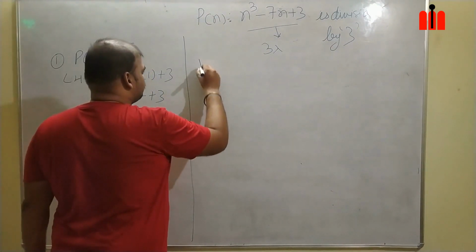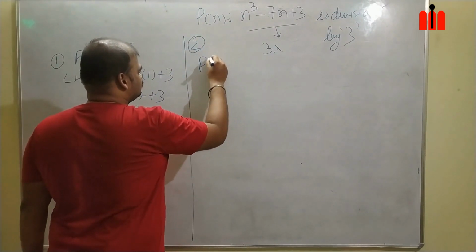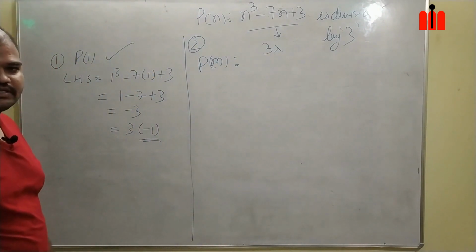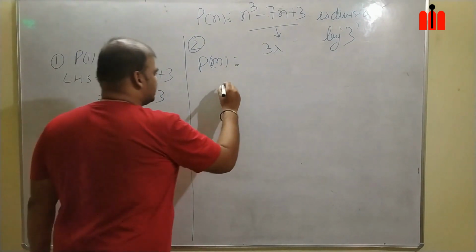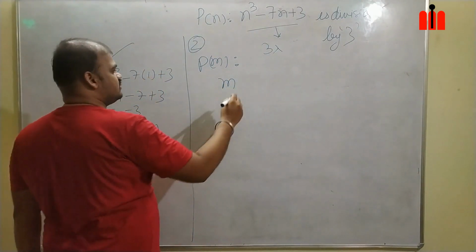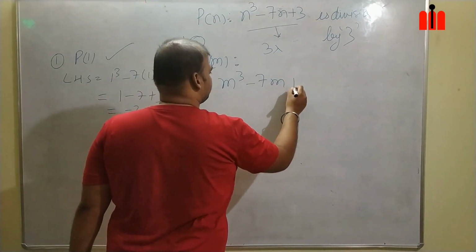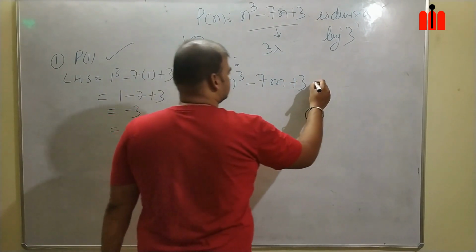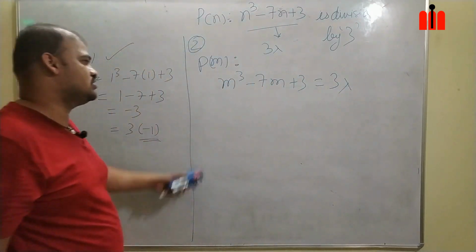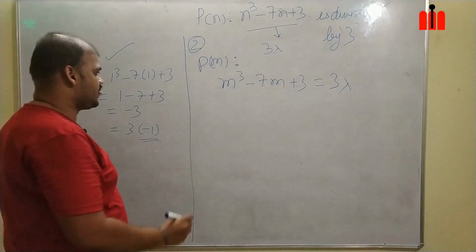Now let's come to my second step, where we assume that Pm is true, and let's come up with a concrete statement. Substituting n with m, we get m cube minus 7m plus 3, which is equal to 3 lambda, because this is divisible by 3.